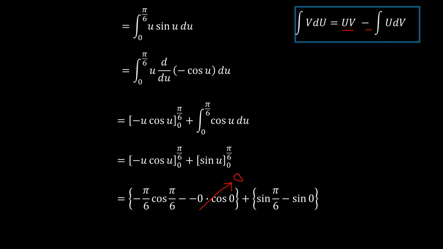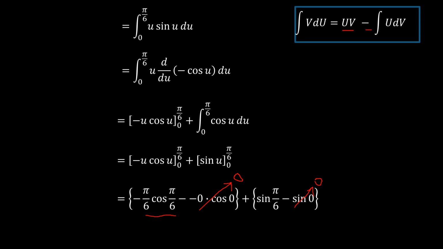And also on the sine part, as u tends to pi over 6, sine u becomes sine pi over 6, and when u tends to 0, it becomes sine 0. So this part also tends to 0. Okay, and so we are left with negative pi over 6 times cosine pi over 6. Cosine pi over 6 is root 3 over 2.